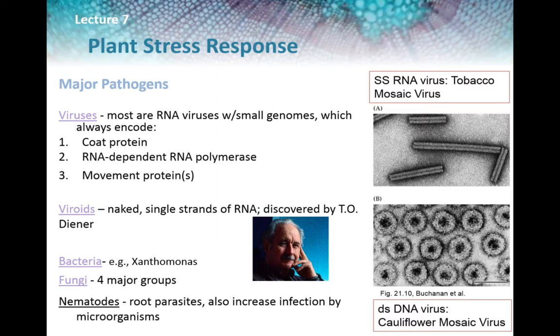Pathogens can be virulent, which means causing the disease in a plant because the plant has little or no genetic defense, or it could be avirulent, which means that it could cause mild harm but not death. In the figures, we can see a tobacco mosaic virus, which is an example of a single-stranded RNA virus, and we can see a cauliflower mosaic virus, which is a double-stranded DNA virus.